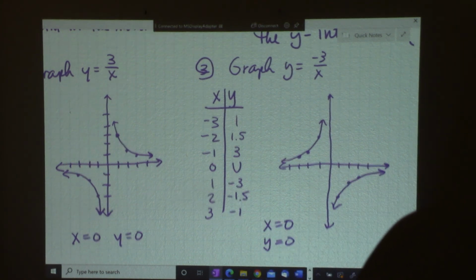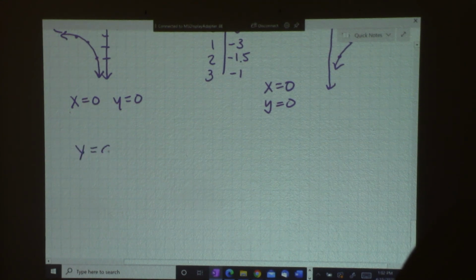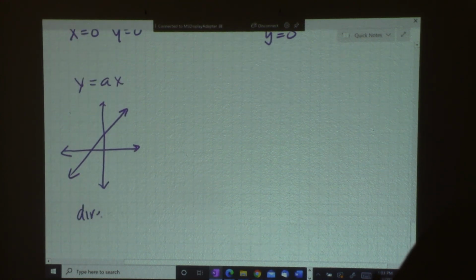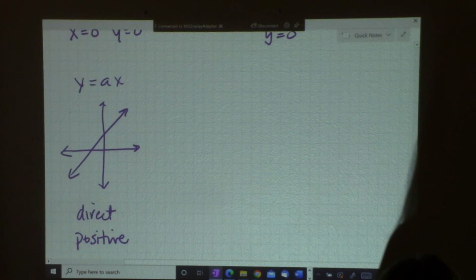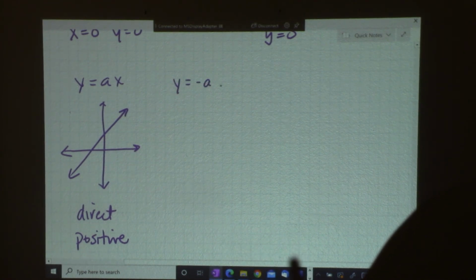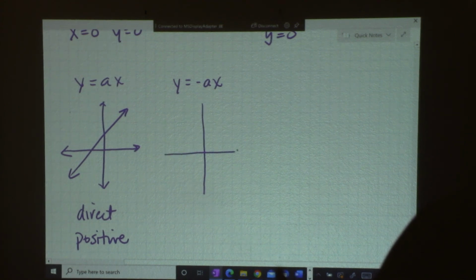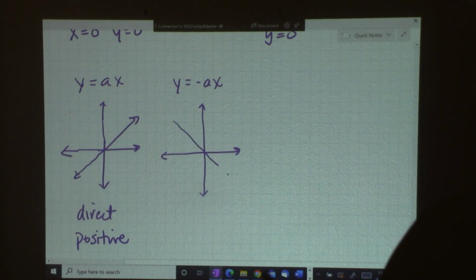Okay, let's go down below and look at the summary of the type of graphs we have. This is a direct variation, and that line looks like something like this. Okay, it's going to be direct, and it's positive. Positive slope. It goes from the bottom of the left side to the top of the right side. Okay, and how that's different than negative A. Oh, I'm sorry, this has to go right through the middle. So I'm going to put this right through here. Negative A to the X goes this way. Okay, so this is direct, but it's negative, negative slope, okay?